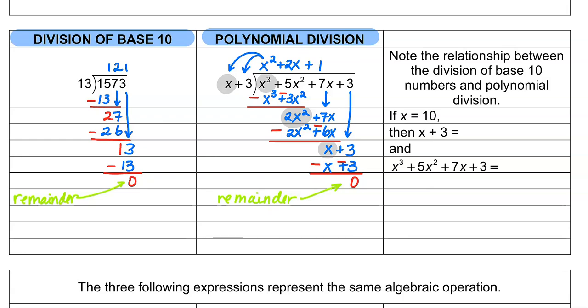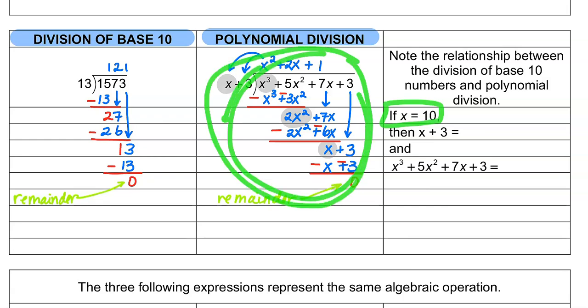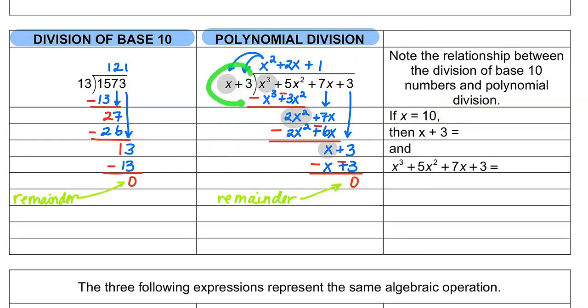So notice here, I say if x equals 10, then we're looking at the polynomial division here, notice the x plus 3 is the divisor. So if I put the 10 into the x here, I get 10 plus 3. What's 10 plus 3?